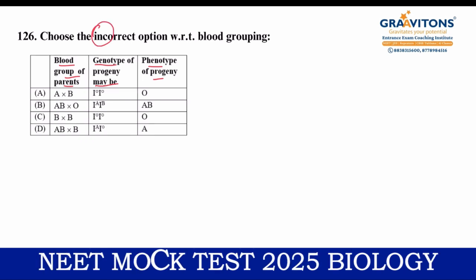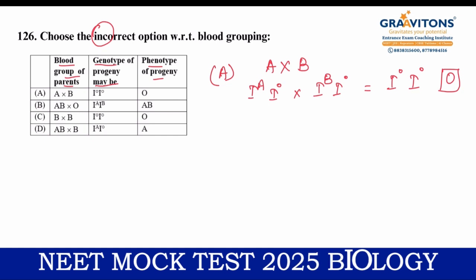So first case, if you take option A, blood group is AB. So this can be, if at all it is in this way, IBIO. So the possibility of the offspring of O group, it's true, isn't it? So the first option is correct. Second option, let us consider B option. So the parent is of blood group AB and O.